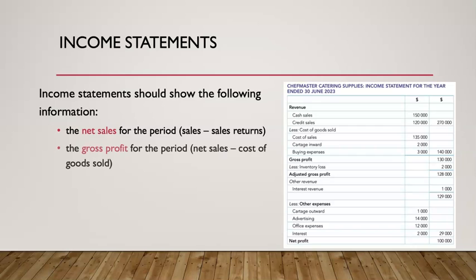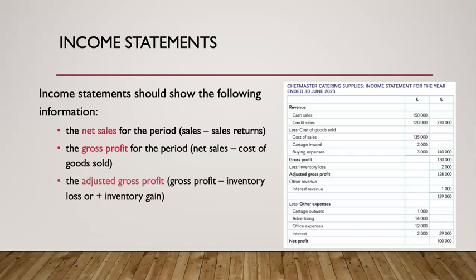We also must report the gross profit. Gross profit is the net sales, in this case $270,000, minus the cost of goods sold. What was cost of goods sold here? $140,000, comprising cost of sales, cartage inward, and buying expenses. So we have gross profit of $130,000. What does this show us? This shows us how much profit we made from our sales when we take into account all our direct selling expenses.